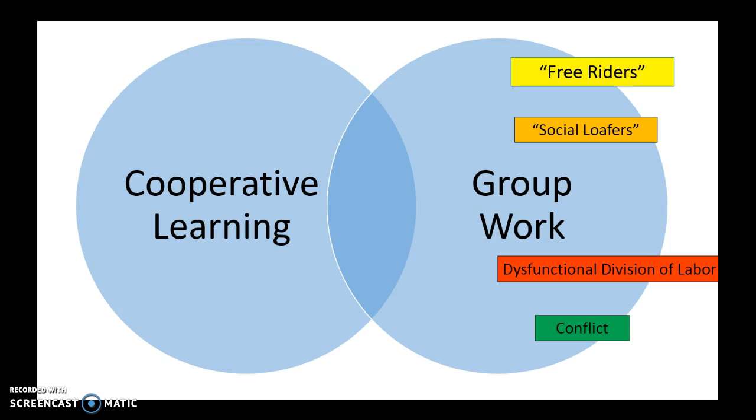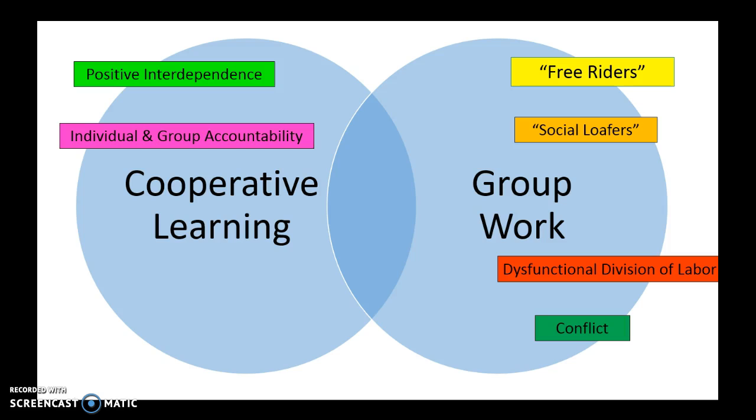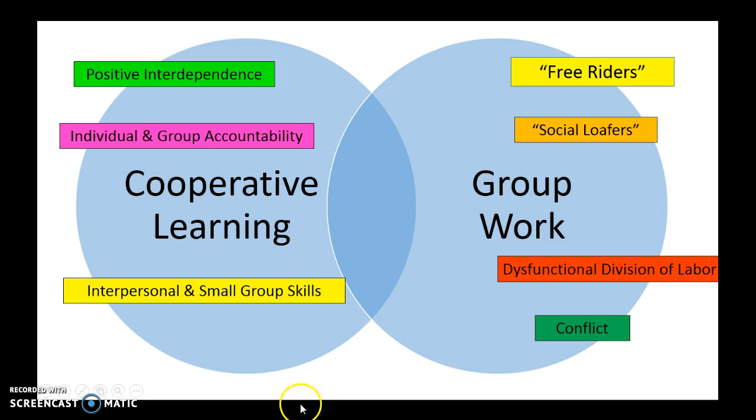So what we want to do if we're going to use cooperative learning effectively in our classrooms is we need to try to avoid, right, those negative components of group work. And to do that, we have to think about three things: positive interdependence, individual and group accountability, and interpersonal and small group skills. These are three fundamental things that you want to think about in order to design true cooperative learning activities for your students to participate in.